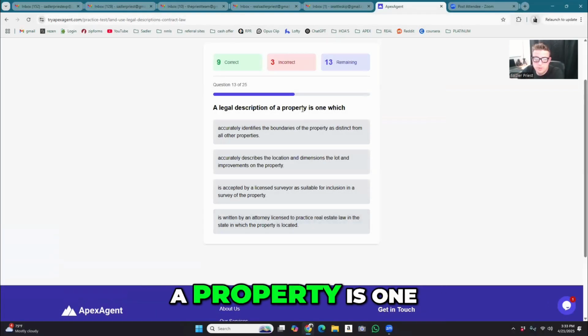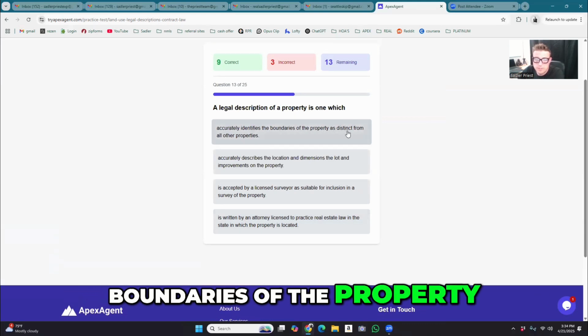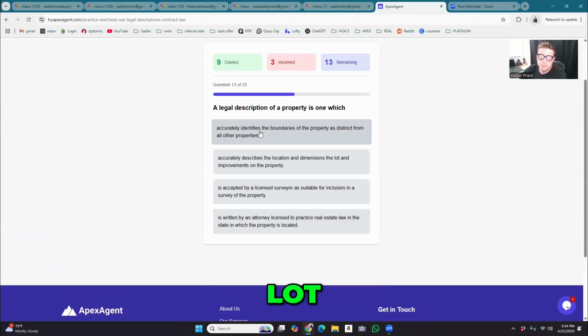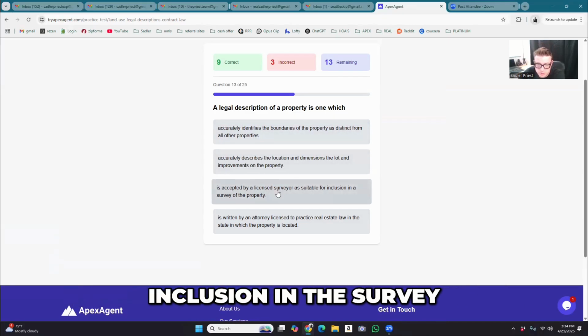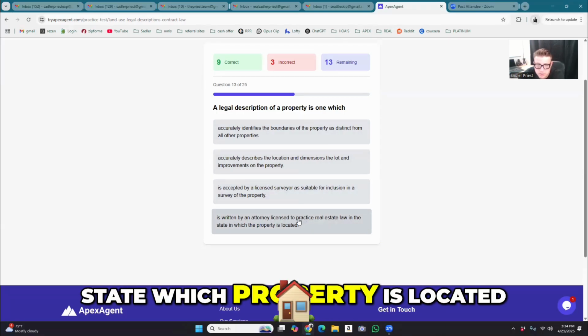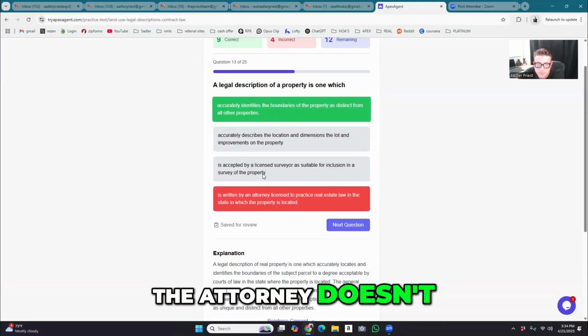A legal description of a property is one which accurately identifies the boundaries of the property as distinct from all other properties, accurately describes the location, dimensions, lot, improvements on the property, is accepted by a licensed surveyor, is suitable for inclusion in the survey of the property, is written by an attorney licensed to practice real estate law in the state in which the property is located. Well, the attorney does it. Accurately identifies the boundaries of the property as distinct from all other property.